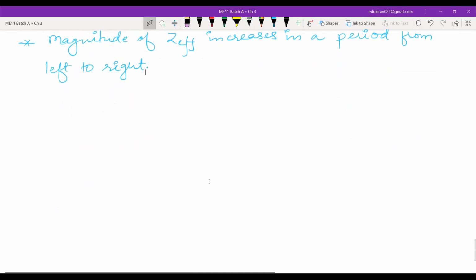What will happen in a group? Let us see a group, for example, lithium. So this lithium is in which period? This is second period. This is third period. This is fourth period, fifth period, sixth period, and seventh period.